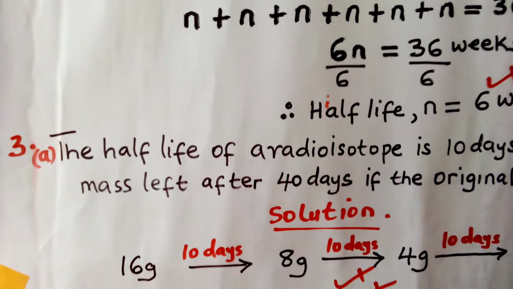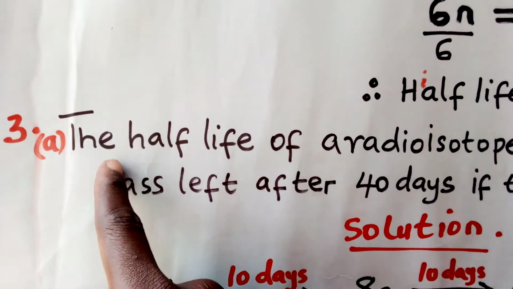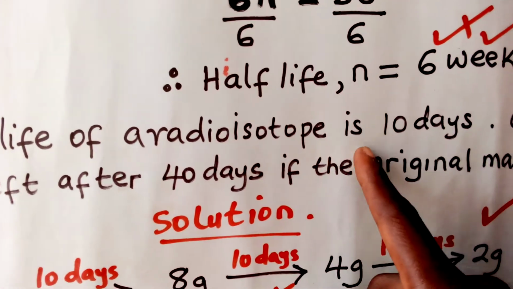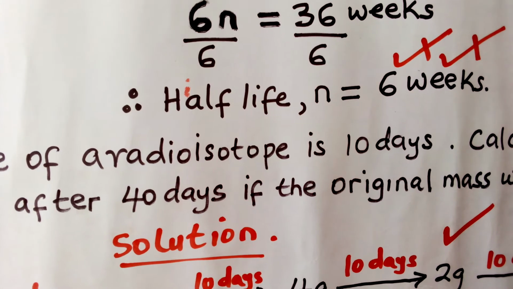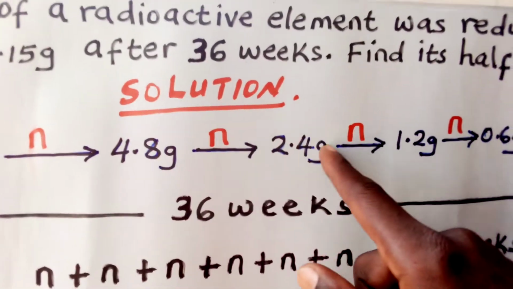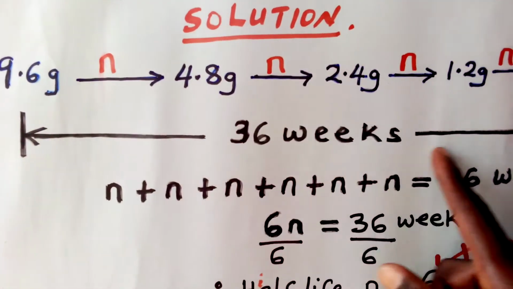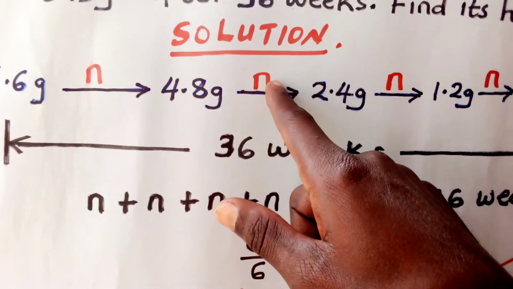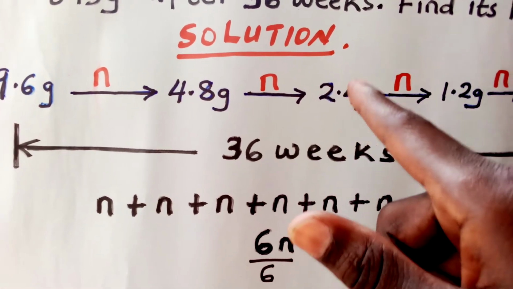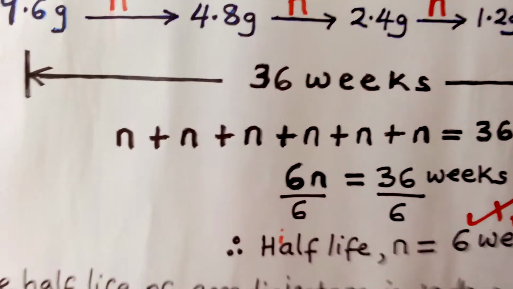Let's look at another question related to half-life. This one says the half-life of a radioisotope is 10 days. So this time they have given you half-life. But in the previous question, they wanted you to calculate half-life. They gave you the total time, 36 weeks, and they wanted you to calculate half-life. But in this one, they decided to give you half-life, but they want the total time.